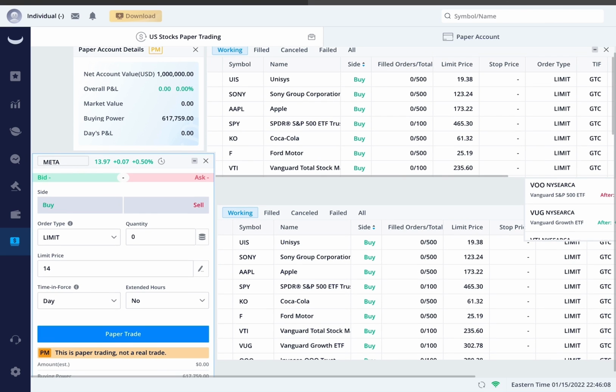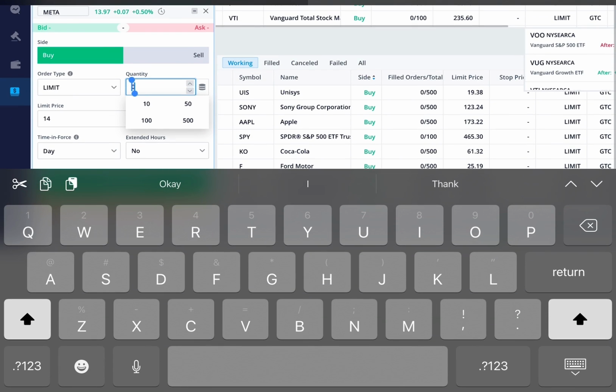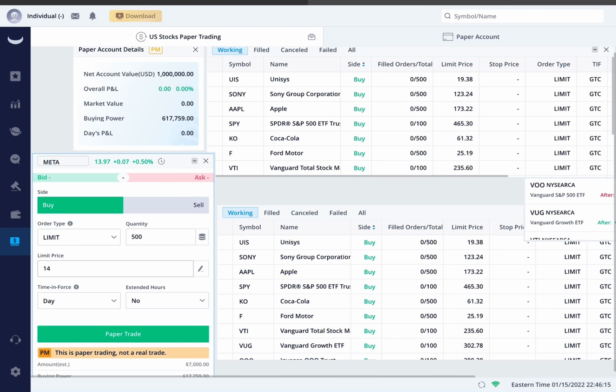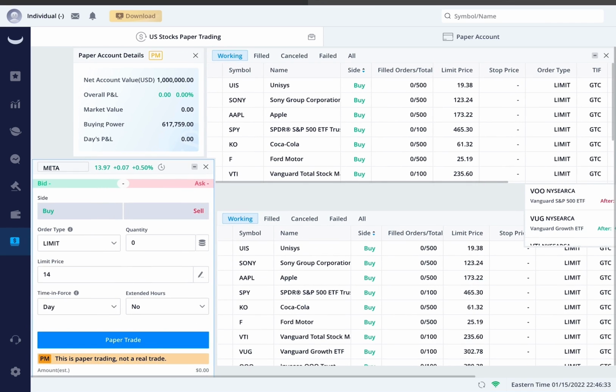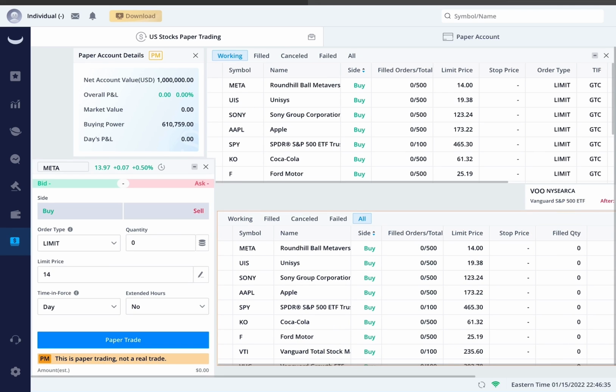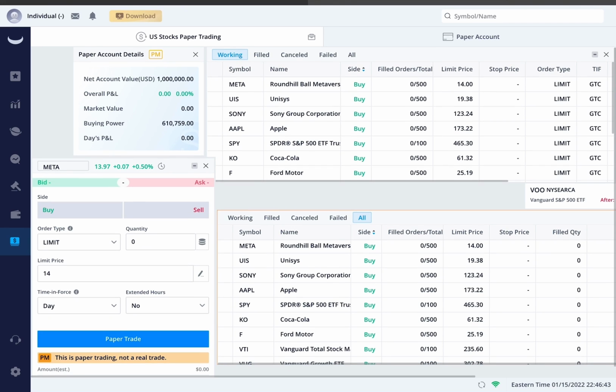All right, so then I want to buy limit, quantity. I'm going to get 500, and then the price is $14. It's gone down quite a bit, which is a good time to buy it, buying low. All right, click yes and paper trade. And then if you look at my list here, it'll show up eventually. I'm going to click on all so you can see everything that I'm doing. So Meta, the name is Round Hill Metaverse, and it is also an ETF.